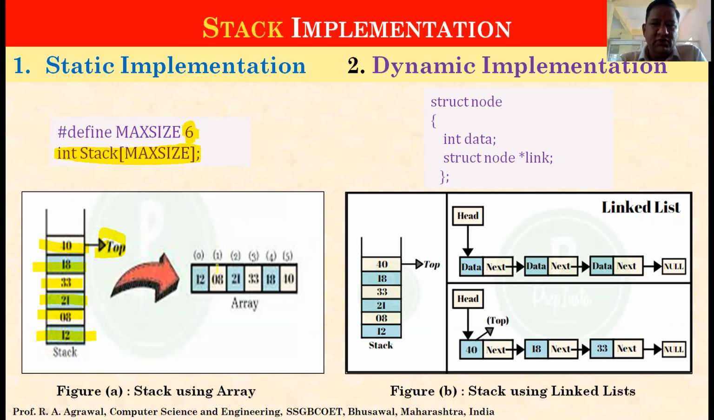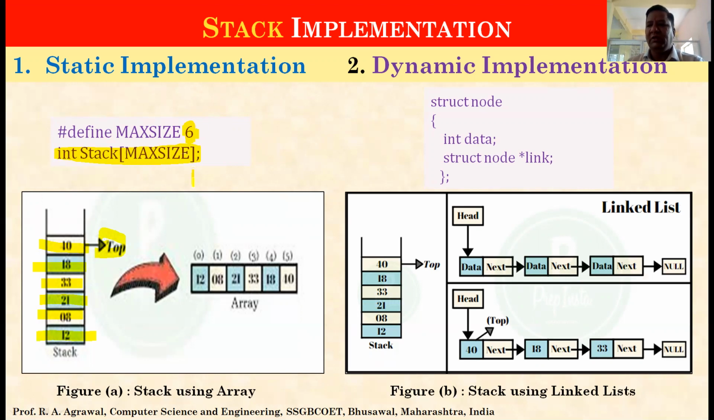In the initial condition, when top equals -1, if you try to pop an element, there are no elements in that stack. So at that time, stack empty or stack underflow error will be generated. So this is the static implementation of stack. This is applicable only when we have a small number of nodes to be implemented in memory, then we can go with the static implementation.